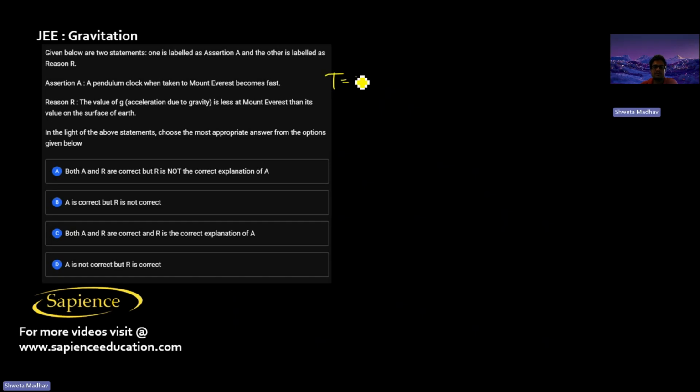So we know that T equal to 2 pi root over L by g. So at the top of Mount Everest, the g will decrease, so the time period will increase. The time period will increase, it means the clock will become slow. So it will not be fast, it will become slow. So the assertion is false.